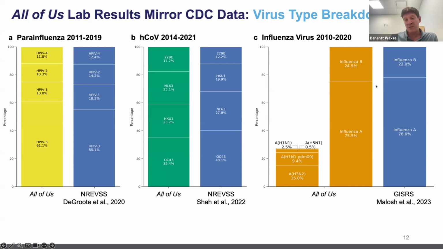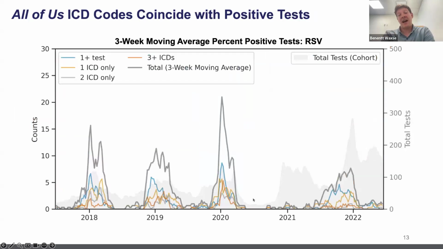So influenza A versus B, the breakdown is very similar. And we didn't have any subtype information from influenza to compare to. But this showed us that temporally, the changes matched, and in aggregate, the changes matched. And so we felt good about the lab results in All of Us. And now we're going to use the lab results in All of Us as our reference standard, and we're going to bring in other types of information and see what they look like.